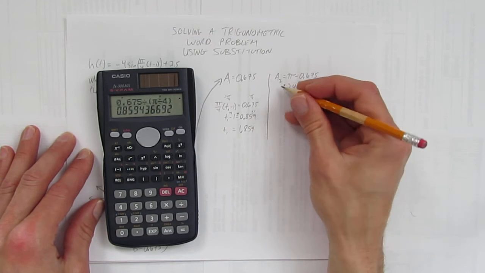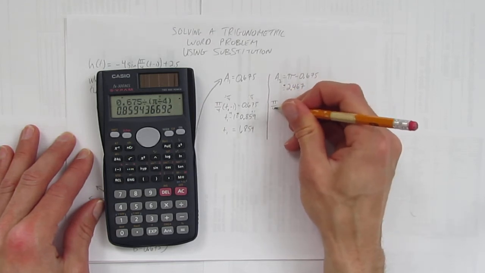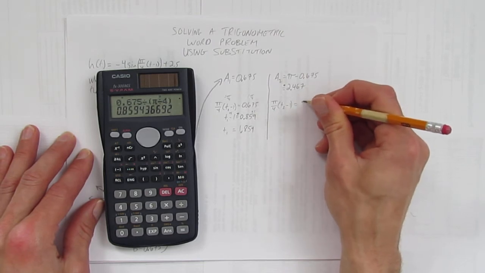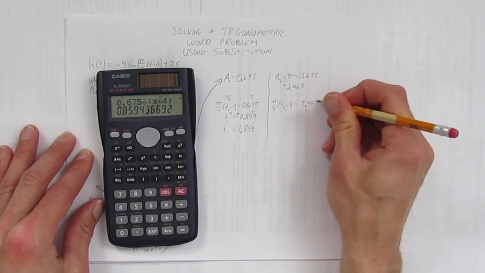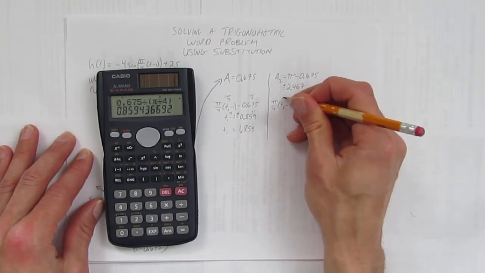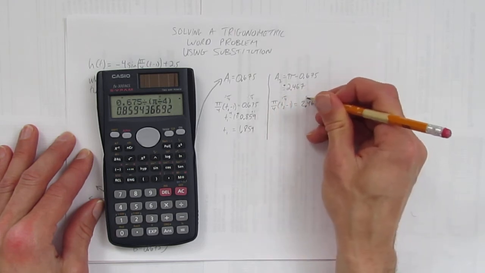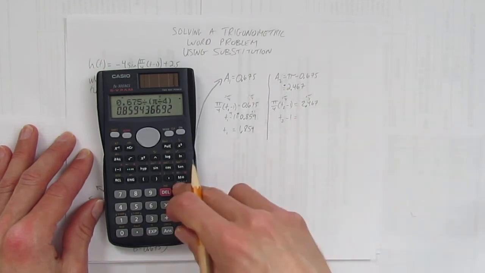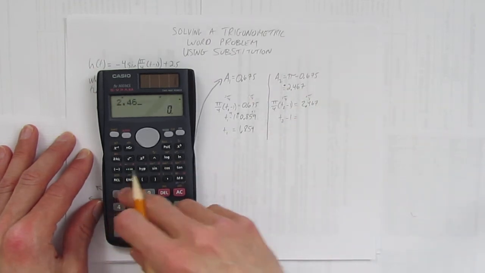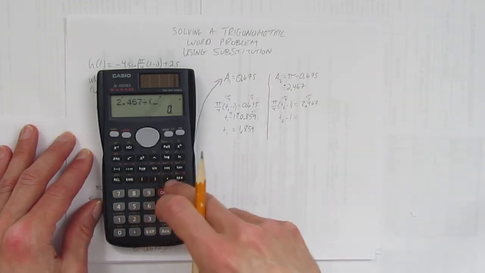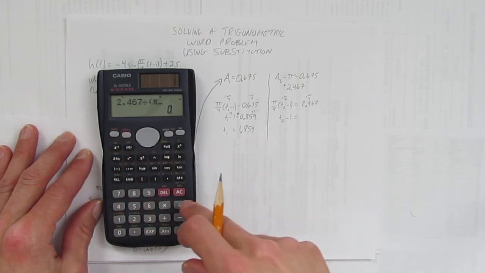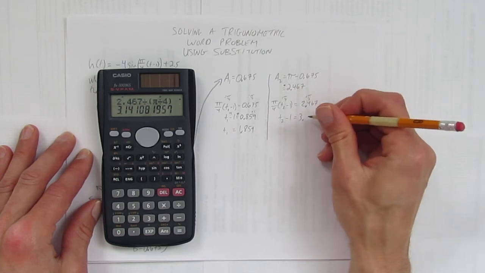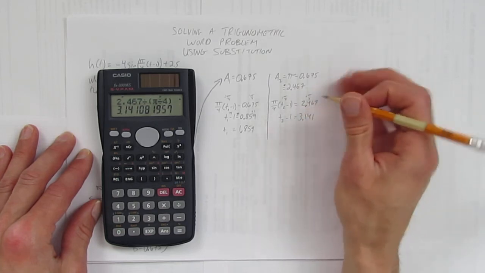Same thing on the other side. This a2 is really pi over 4 t, we'll call it t2, minus 1 equals 2.467. Once again, we'll divide both sides by pi over 4. And we'll get t2 minus 1 is 2.467 divided by pi over 4. Need to put brackets there. And I get 3.141 approximately.